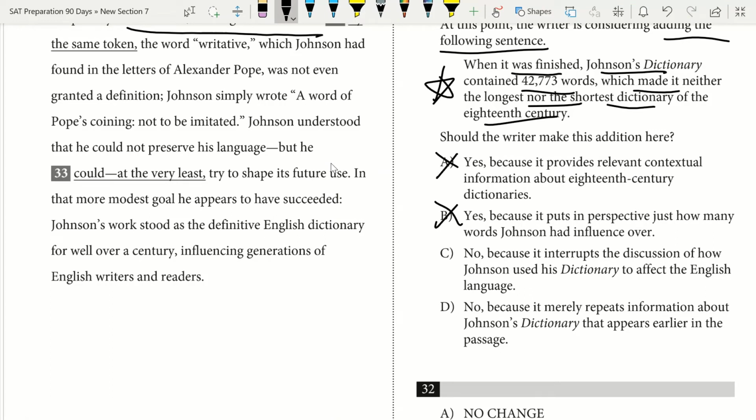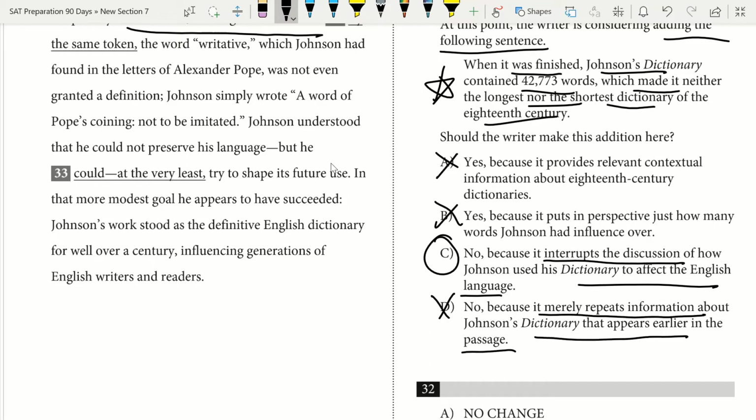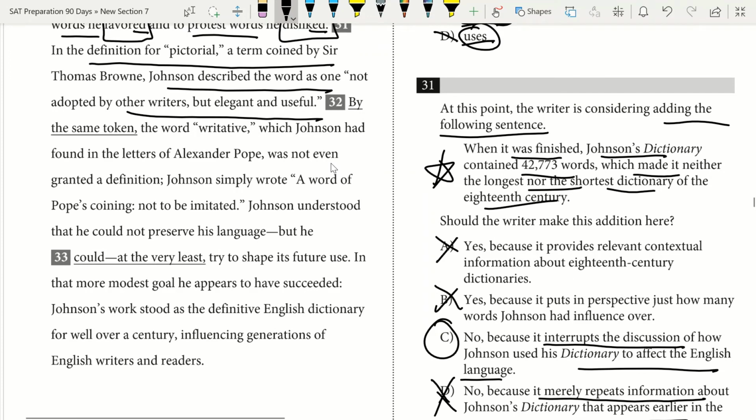And the answer is because it's going to interrupt that discussion of how Johnson used his dictionary to affect the English language. We don't want to interrupt that discussion with something that's irrelevant here. Okay, answer D is going to be wrong because it said it merely repeats information about Johnson's dictionary that appears earlier in the passage, and that does not appear earlier in the passage. Okay, it's interrupting the discussion, which is why we don't want to include it. So C is going to be our answer there for 31.